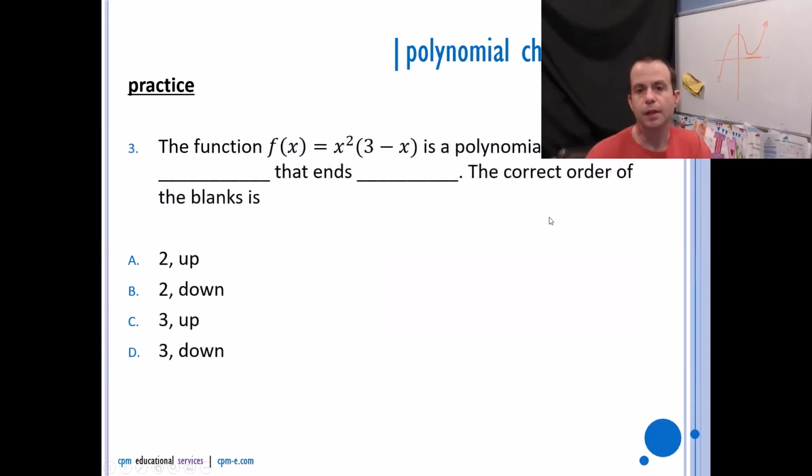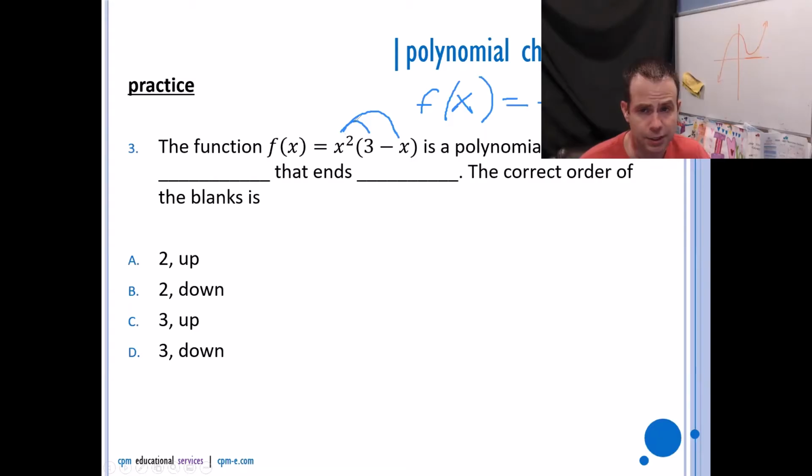Okay, the function f of x equals x squared times 3 minus x is a polynomial of degree blank that ends blank. The correct order of the blanks is. Okay, so you got to be careful with this guy because this is not written in a friendly manner. The first thing you're going to want to do is get rid of the brackets, either in your head or on paper, and you're going to rewrite that. So that's f of x equals, okay, my very first term is actually going to be negative x cubed.